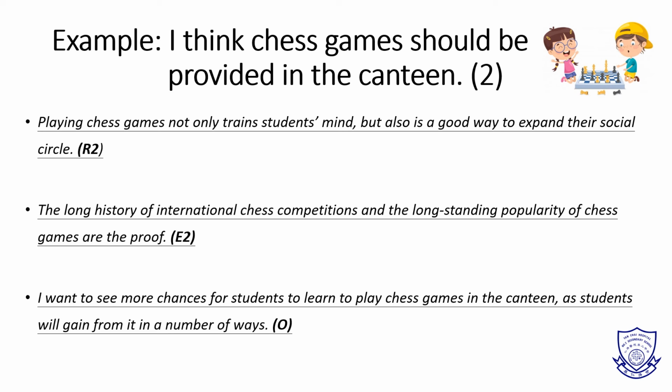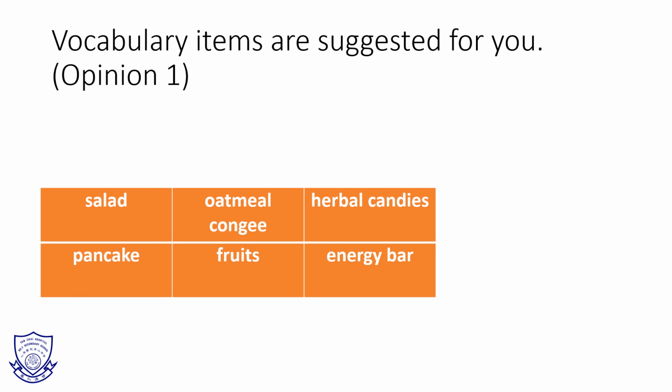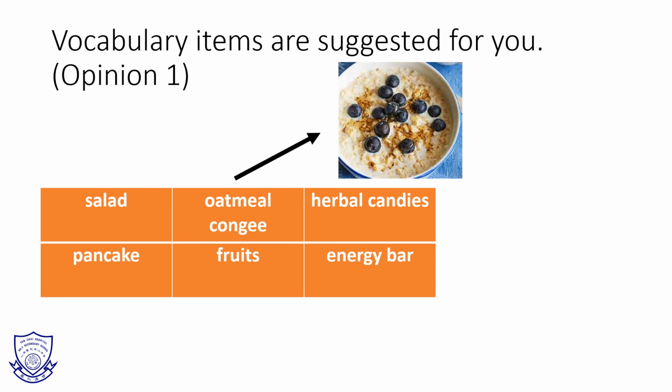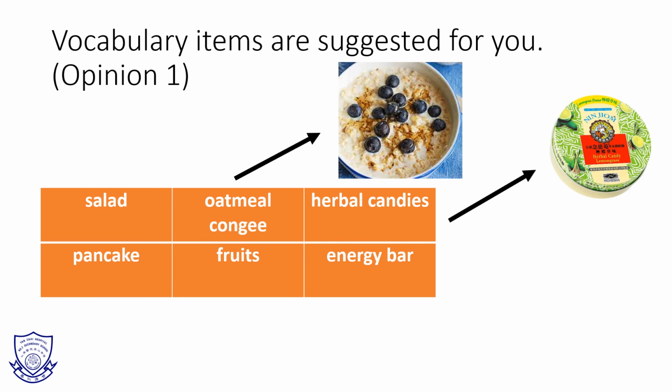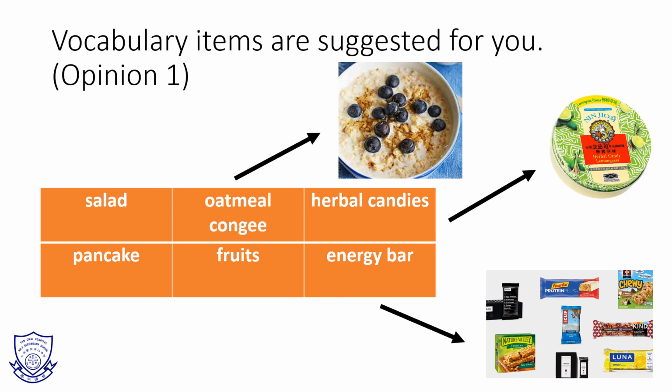And I have actually also prepared for you some vocabulary items. Let's take a look. There are 6 vocabulary items suggested for you if you are doing opinion 1. The first is salad. The second is oatmeal congee. Number 3, herbal candies. Number 4, pancake. Number 5, fruits. And number 6, the last one, energy bar.